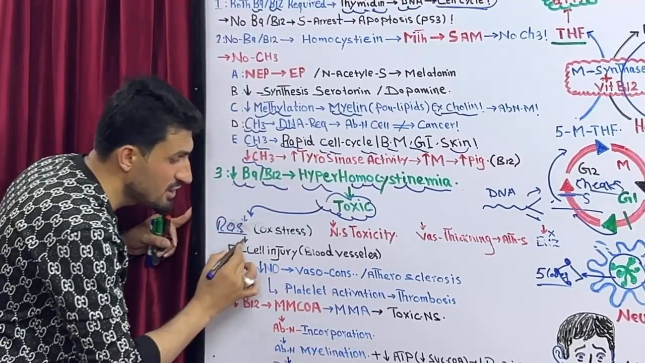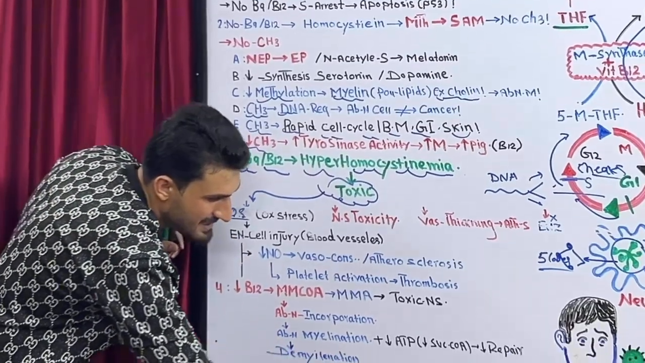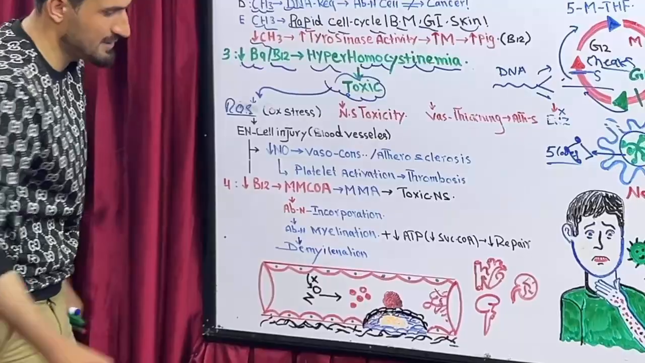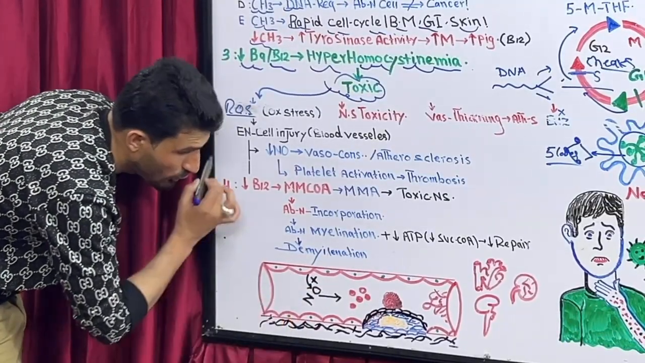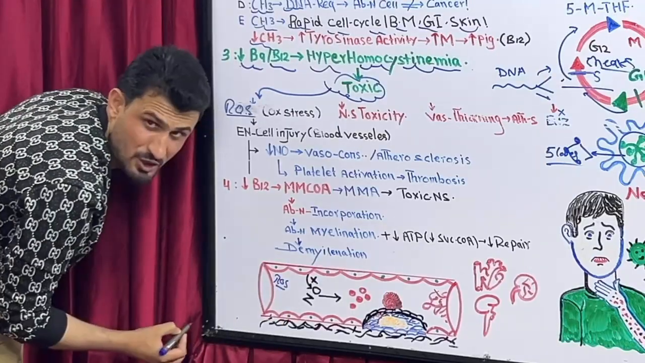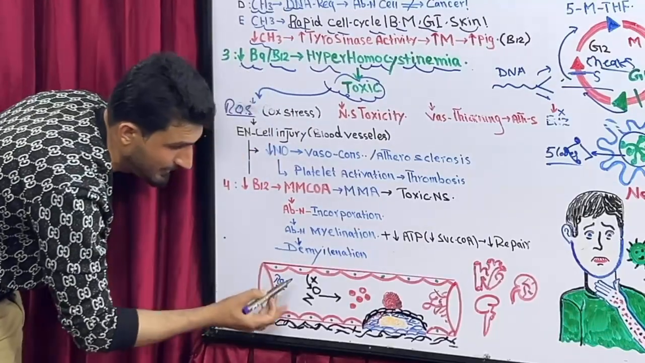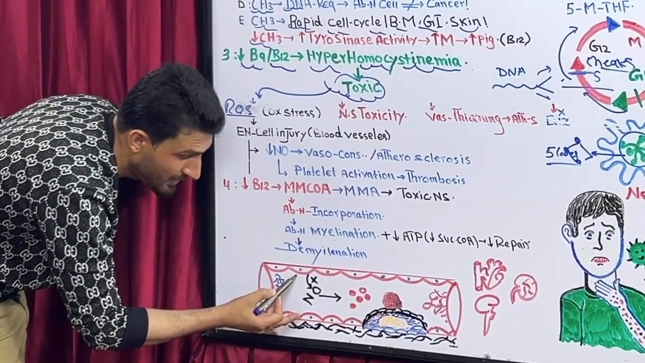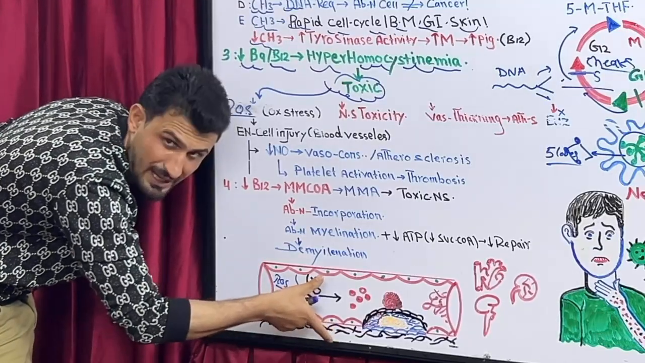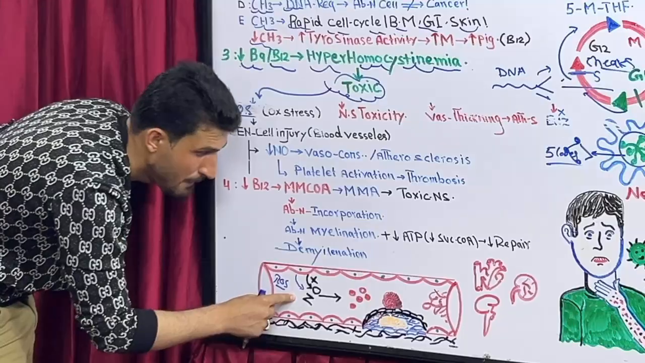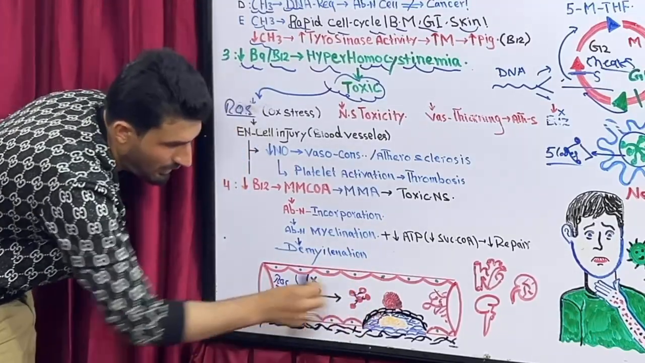And reactive oxygen species are dangerous for endothelial cells inside the blood vessels. For example, this is a blood vessel, and this is an endothelial cell inside the blood vessel. Now, ROS, or reactive oxygen species, damage these endothelial cells. So in the normal situation, a normal endothelial cell produces nitric oxide, and this nitric oxide causes vasodilation. Plus, this nitric oxide prevents aggregation, the clumping of platelets.